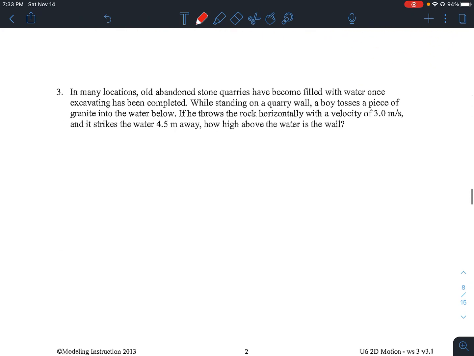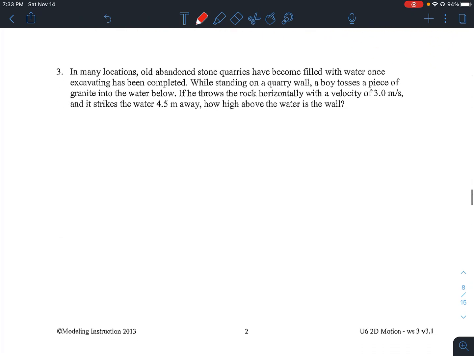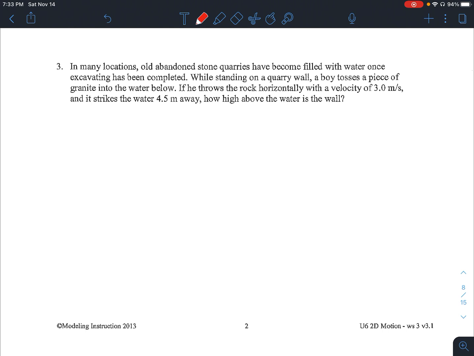Okay, so let's see. Number 3. We have our stone quarry, which is just a big hole, and somebody's standing on the side of it, and they throw a piece of rock over the edge. And we need to figure out how high they were above the water. So again, this is useful to sketch out a picture.